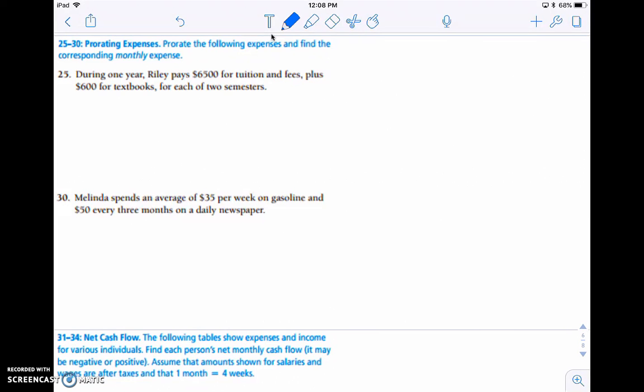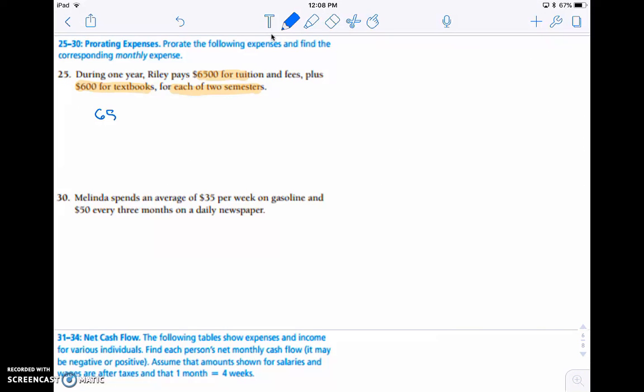So we want to prorate the following expenses and find the corresponding monthly expense. So in this one, we have during 1 year, Riley pays $6,500 for tuition and fees, plus $600 for textbooks for each of 2 semesters. And we want to find out again how much monthly this is going to cost.